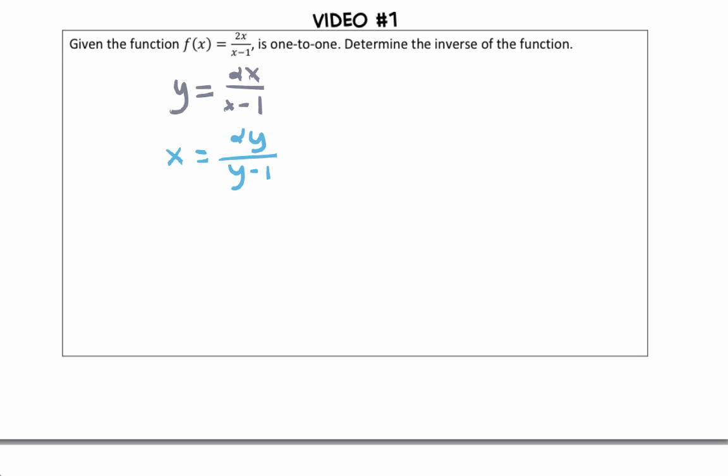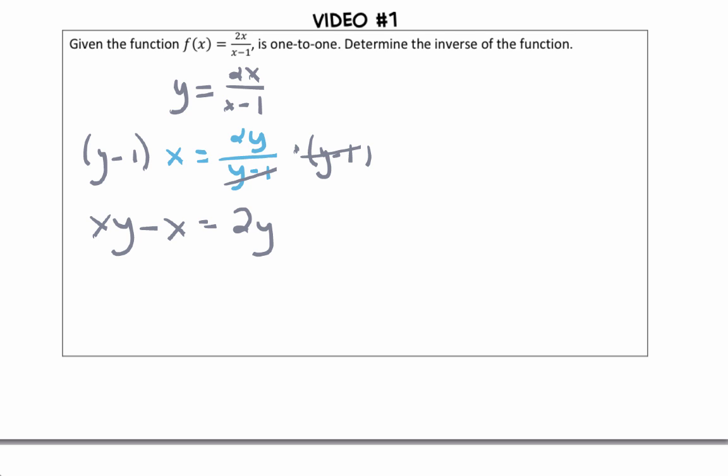Now our goal is to get y by itself. So our first step is we're going to multiply both sides of the equation by y minus 1. So on the left-hand side, after distributing, we'll have xy minus x is equal to 2y.